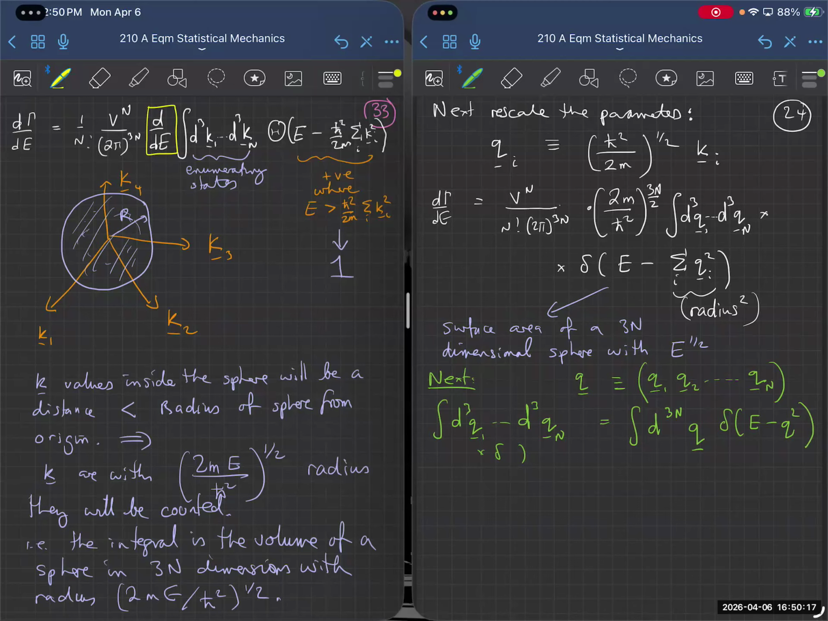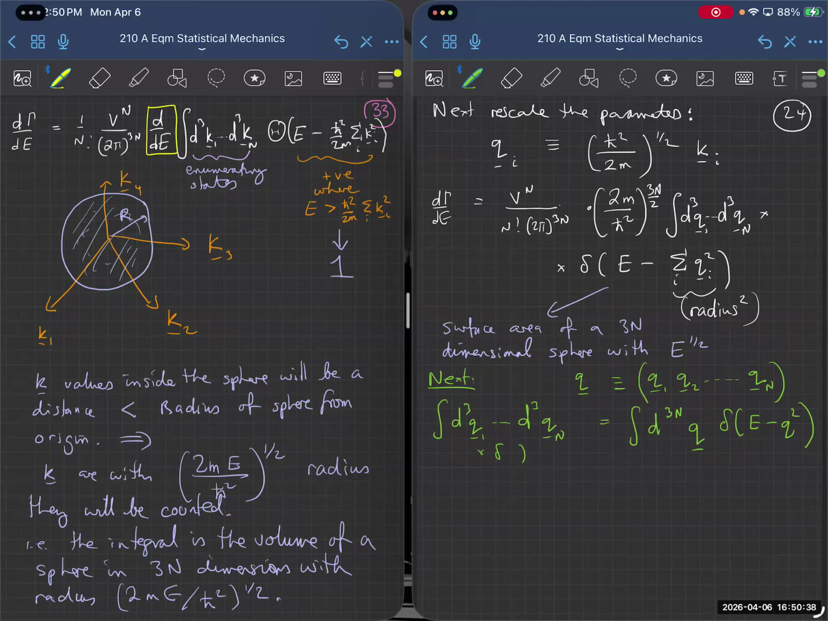Yeah, question? Sorry, could you explain again? I'm confused what happened to the Heaviside function. So what happened to the Heaviside function was this d by dE acted on it to give you this delta. We had that before.